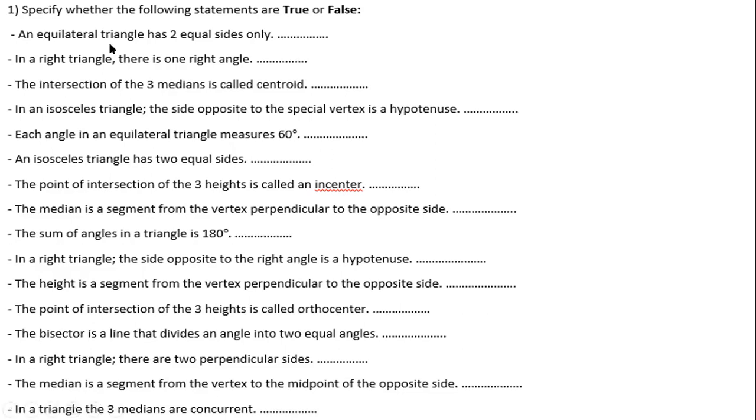So, an equilateral triangle has two equal sides only. Of course it is false because it has three equal sides. Yes, Maya.